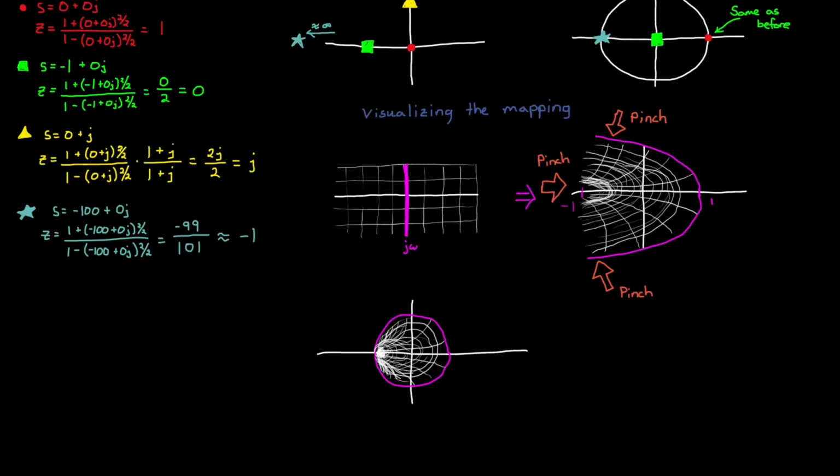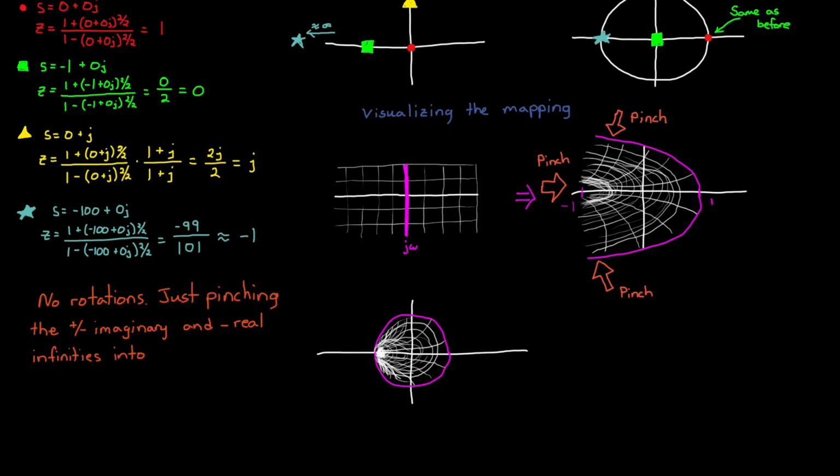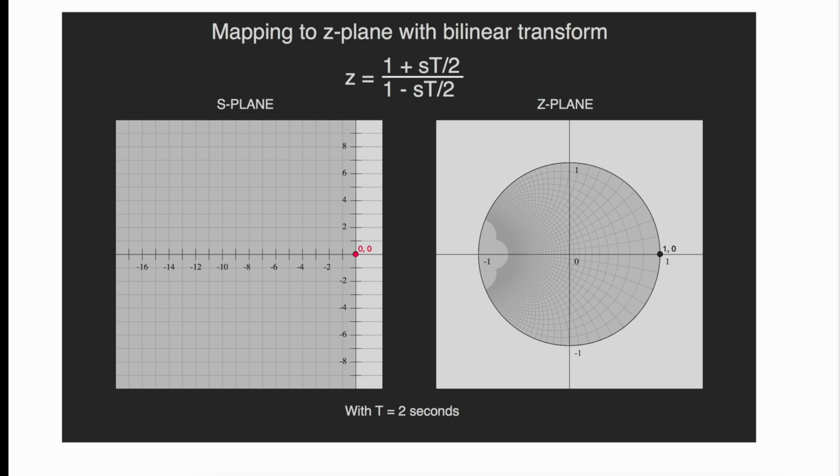With this mapping, there are no rotations, just a pinching of the positive and negative imaginary infinities and negative real infinity so that they all meet at minus 1. Again, the pinching is done such that the j omega line wraps around the unit circle. Now let's see what this looks like with a bit more precision. This is the same idea as before, but now we're going to map from the s-plane to the z-plane with the bilinear transform, still with a sample time of 2 seconds.